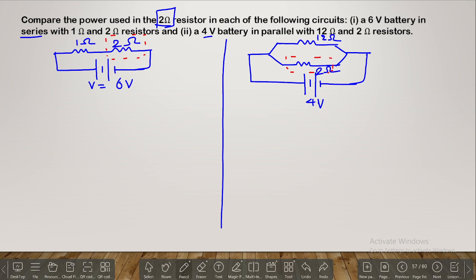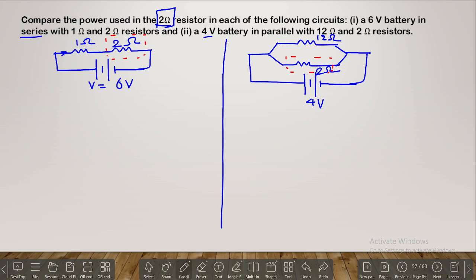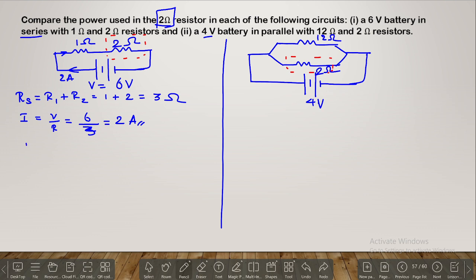Clear? So look at the first circuit. Is it series or parallel? It's a series combination. First we need to find how much current is passing through this circuit. In order to find the current, we can use the formula R is equal to R1 plus R2. 1 plus 2 is going to be 3 ohm. Now find the current. I is equal to V by R. What is the value of V? 6 by, what is the value of R? 3. 6 by 3 is going to be 2 ampere. How much current is passing in this circuit? 2 ampere is passing.